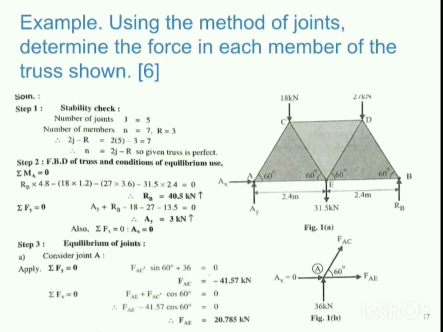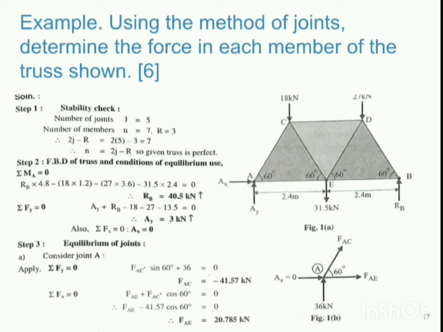Now by applying summation Fy, we got the value of AY, that is 3 kilonewton, which is also acting in the upward direction. Since there is no external horizontal force acting on this truss, that is why value of Ax will be equal to 0 as we apply summation Fx equation. Now from this third step, our method of joints will start. The first 2 steps are general steps that we need to follow in almost all the type of analysis of a truss examples.